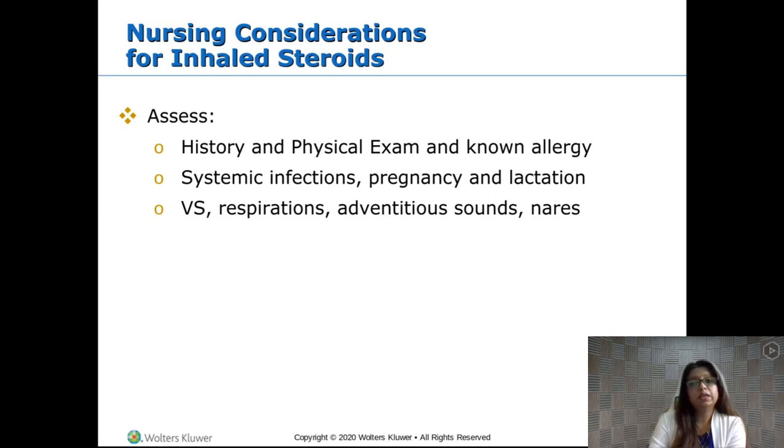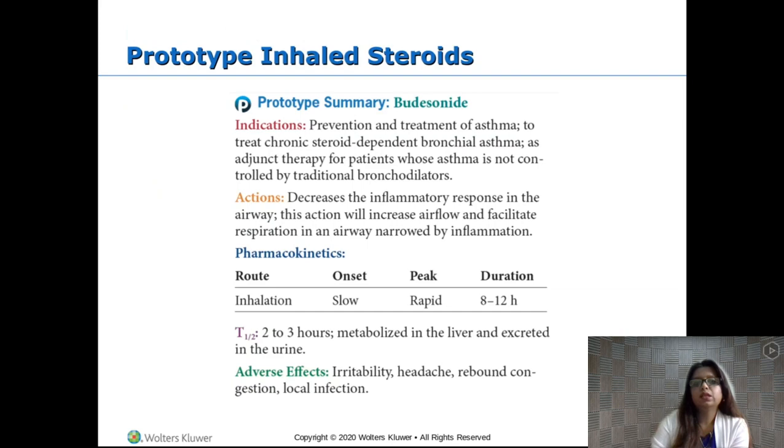We would always check the baseline history and physical. We will check for allergies. We will check for systemic infections, pregnancy, and lactation. We will check for adventitious lung sounds, which is what their lung sounds are like, and what their vital signs are. Okay, next one is budesonide.